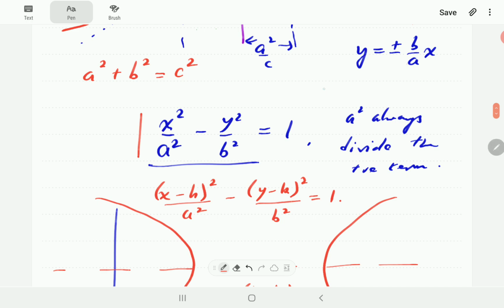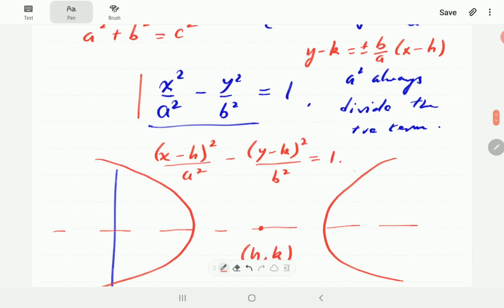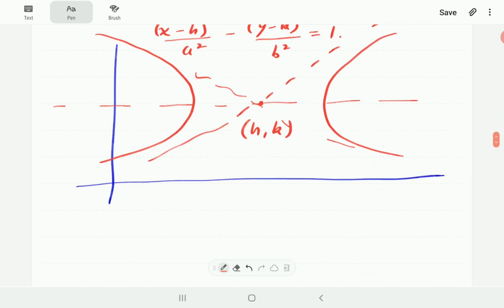The asymptotes will have the equations y minus k equals plus or minus, we are going to run out of space here, so y minus k equals plus or minus b over a times (x minus h) for the case of these asymptotes here. And otherwise, that's basically what happens.